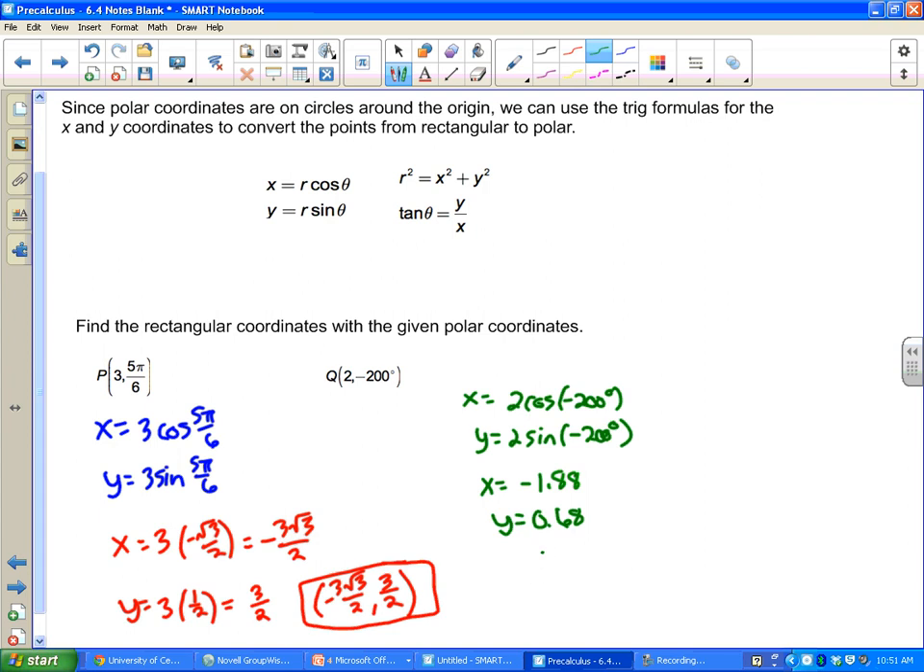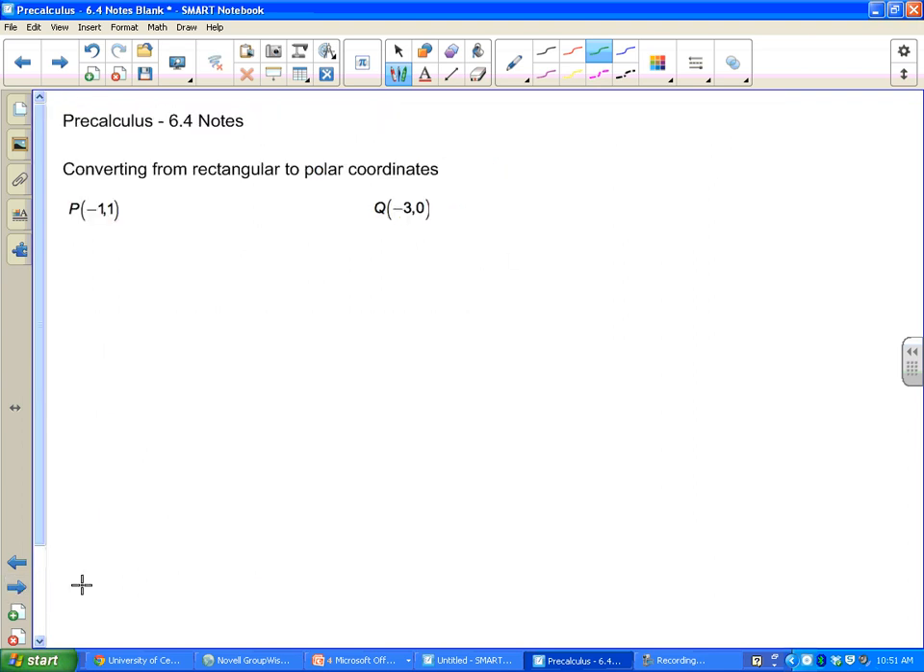So this point would be -1.88 comma 0.68. That would be my answer. To convert from polar to rectangular, you just use the two on the left. We're going to use the two on the right to convert from rectangular to polar coordinates.